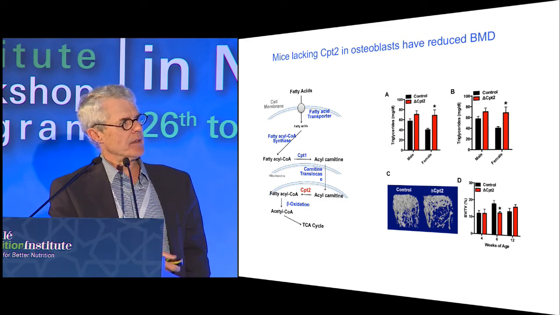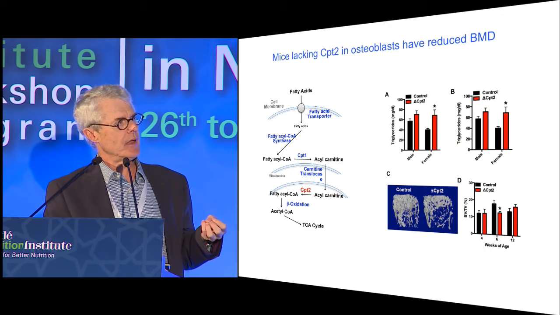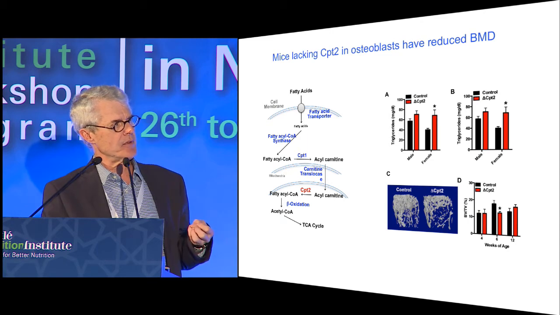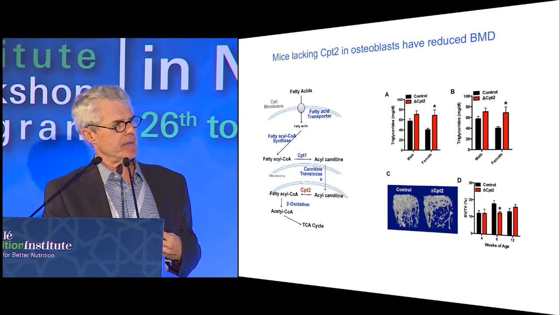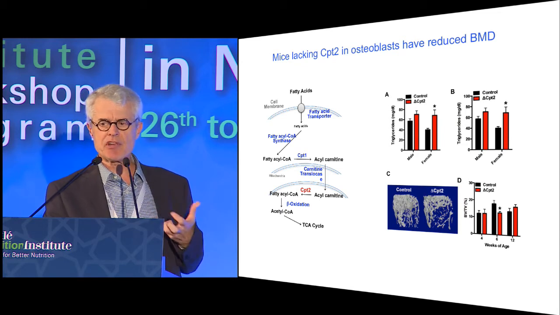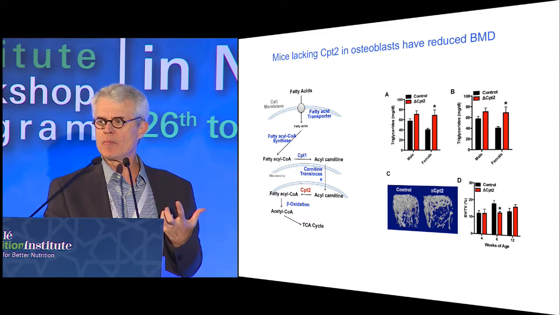And again, the details aren't important, but we were able to knock out a rate-limiting step in fatty acid metabolism, knocking out CPT2, an enzyme right here in the pathway. And that's really a rate-limiting step in fatty acid metabolism. When you do that, you actually decrease bone in these mice. So again, suggesting that fatty acid oxidation is critical for osteoblasts to really lay down bone and make mineral.